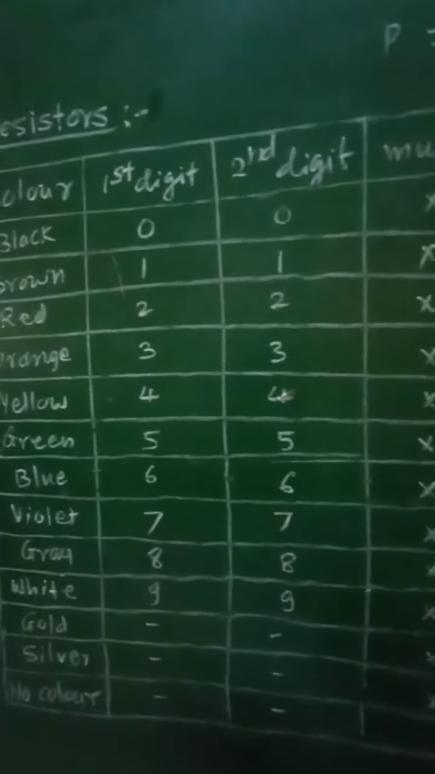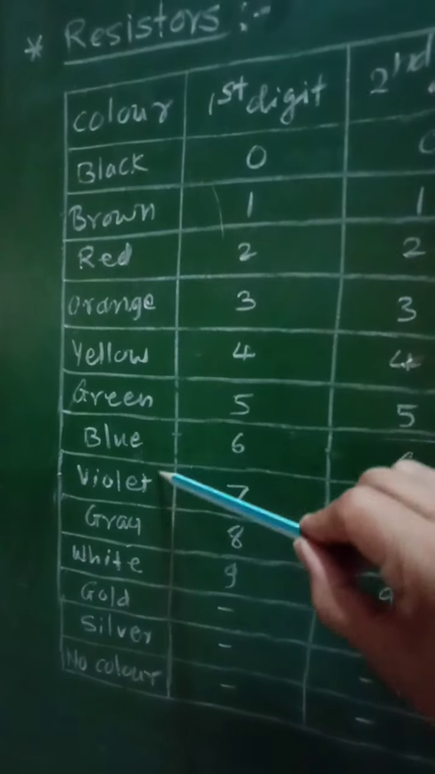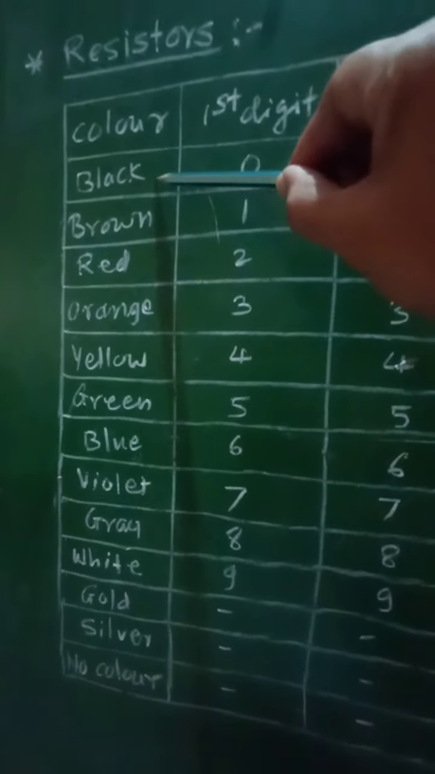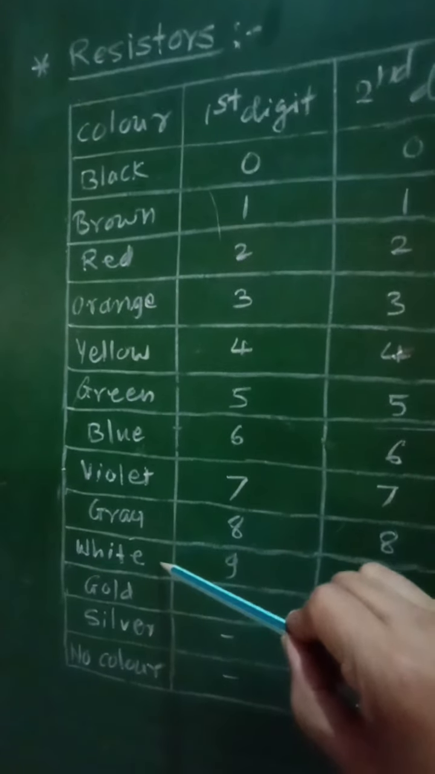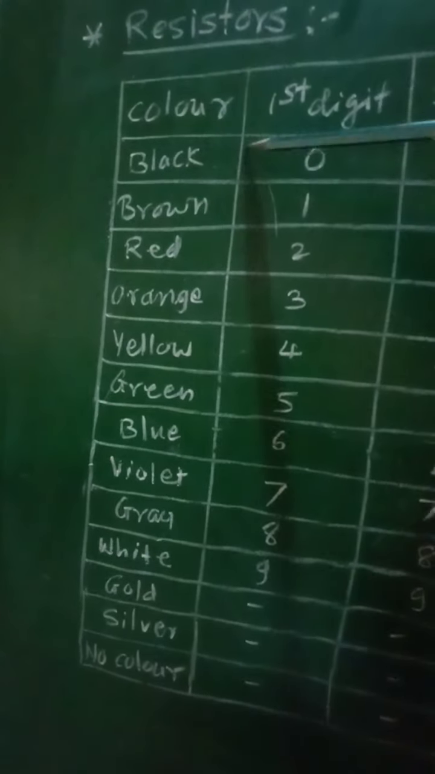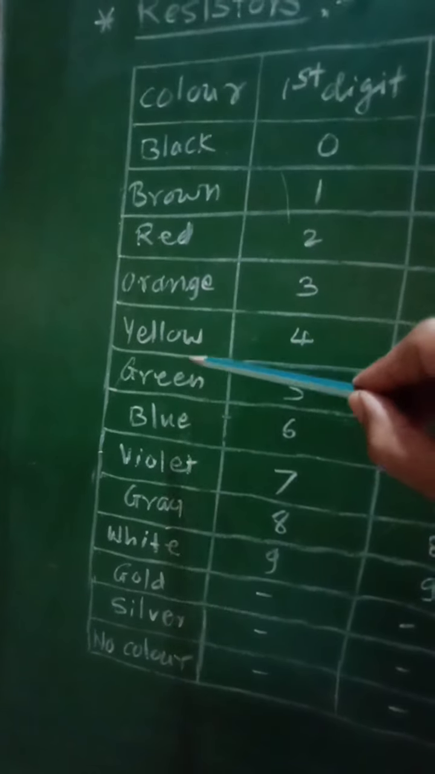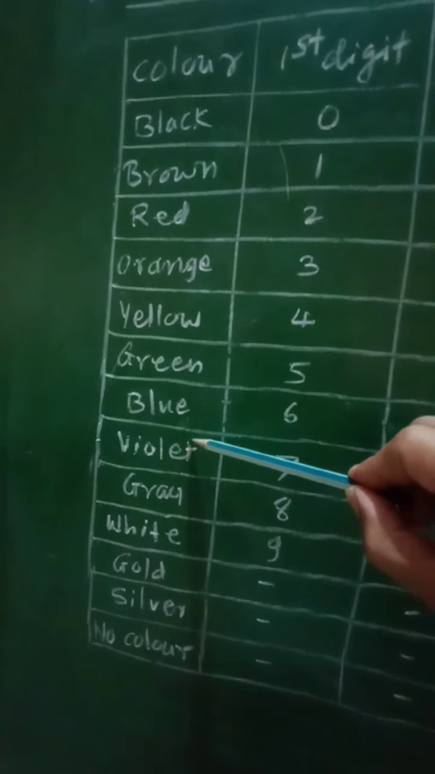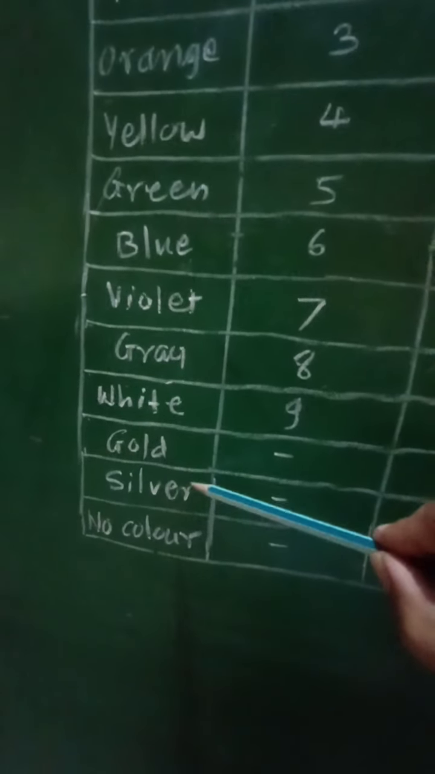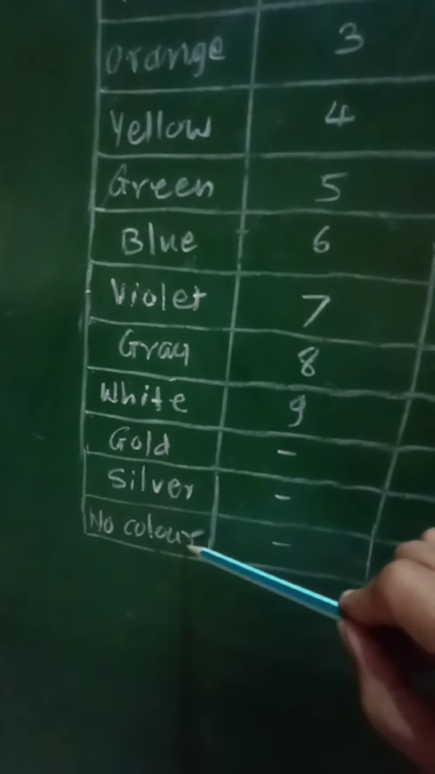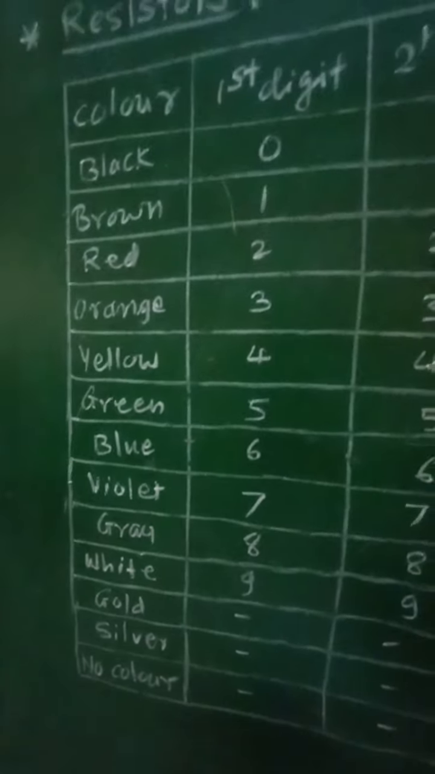Now if you consider this table, the colors are arranged in the decreasing order of their brightness. So first of all, very dark colors will be there, and at last there will be very light colors. These colors are black, brown, red, orange, yellow, green, blue, violet, gray, white, and next to it are gold, silver, and at last there will be no color. So these are some of the colors given here.